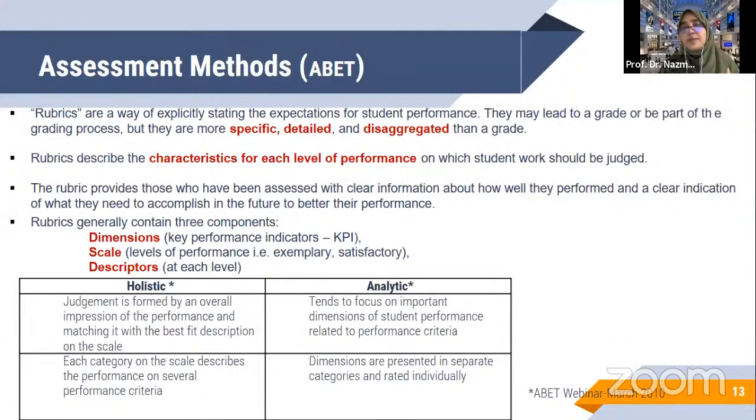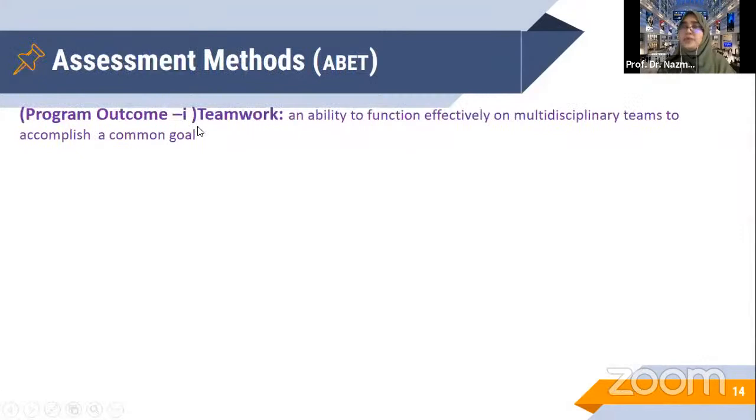focus on some important dimension of the student performance. I wouldn't go into the rubrics method that much in today's presentation, but this is just an example. So you see that this is the rubric for program outcome, which is teamwork, which is one of the program outcomes by ABET, one of the 12 program outcomes by ABET.